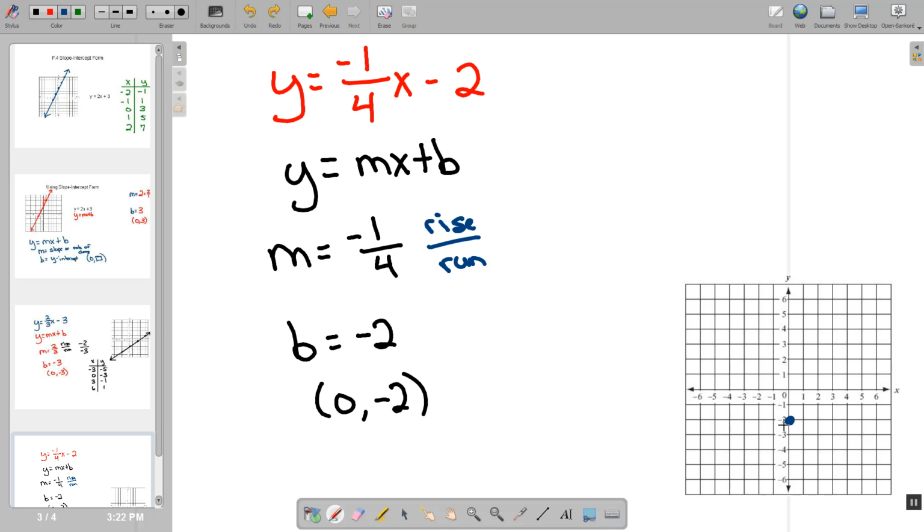So I'm going to rise negative 1 and run 4. 1, 2, 3, 4. Now if I rise 1, I go down 4, I ended up off the chart. So I'm going to go back and left. And there we have our 3 points. Now, just like always, we graph our line. And we make our arrows. And now I can make a table as well.